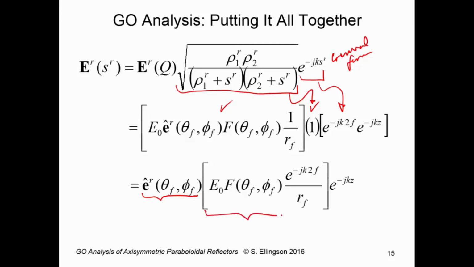Then we've got this thing, which is really talking about the field incident on the point of reflection due to the feed, right? E sub naught is associated with the feed. This is the feed pattern in that direction. This is a phase factor, which is this constant thing that we found here. We're just pulling this inside square brackets. R sub f, which is a distance from the feed to the point of reflection. And then just a plane wave phase factor, e to the minus jkz.